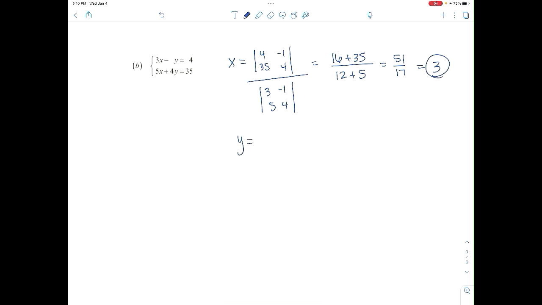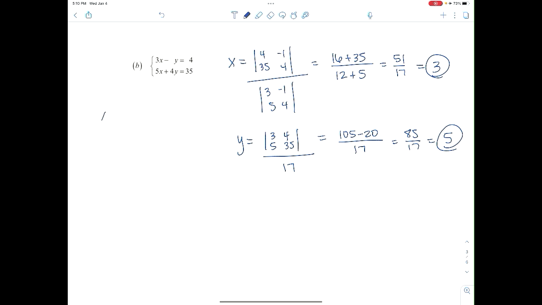Our y, we'll do 3 and 5 for our x's, 4, 35 for our solutions, and then the bottom is going to be the same, 17, because we're using the same bottom. So we have 105 minus 20 over 17, which is 85 over 17, which gives us a nice 5. So we have x equals 3, y equals 5.